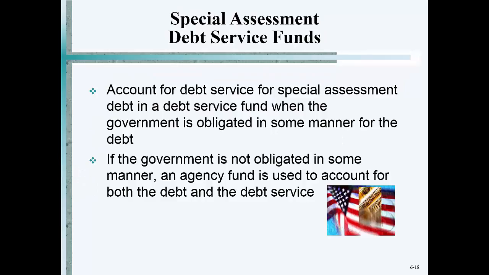Okay. So what happens? Special assessment. Let's just go ahead and knock this thing out. I think we're pretty close to the end anyway. Let's just knock it out now that we've gone this far. Special assessment. What happens here?